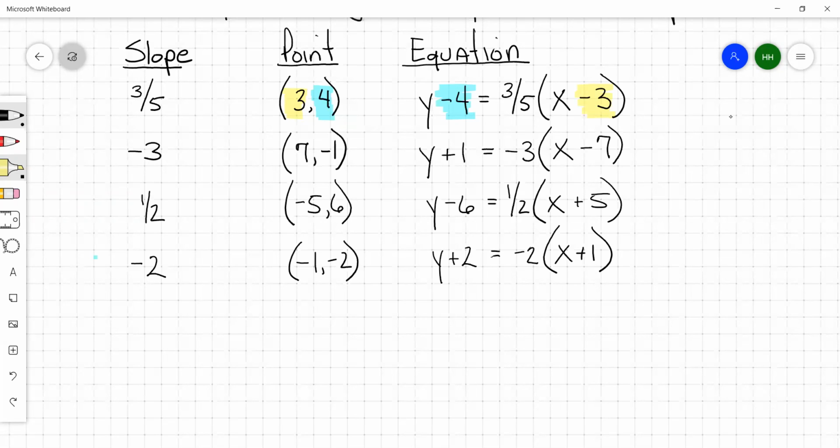Let's do one more here, and let's work backwards. So let's go with y minus 6 equals 3/4 times x plus 7. If you're given this equation and you're asked, the slope of this line is 3/4. A point on this line would be the opposite of this 7 right here, so (-7, 6).